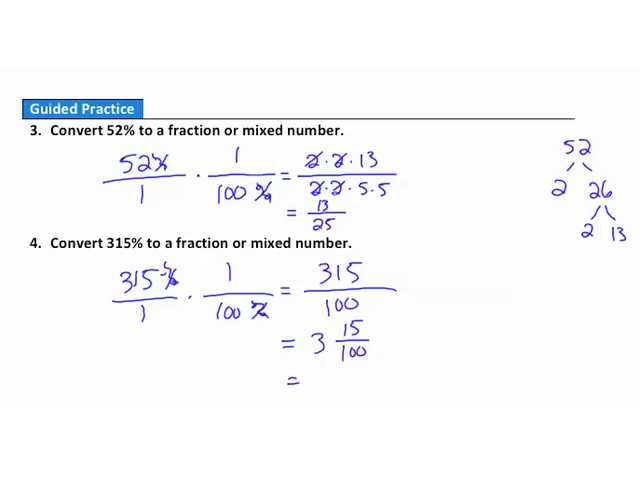And now we're going to need to simplify that 15 over 100. So let's come on some scratch work here and figure this out. Factoring 15, we get 3 times 5. Factoring 100, 2 times 2 times 5 times 5. Looks like a common factor of 5 gets divided out. And so our final mixed number is going to be 3, and in the numerator here, 3. And in the denominator, 2 times 2 is 4, times 5 is 20. So 3 3/20.